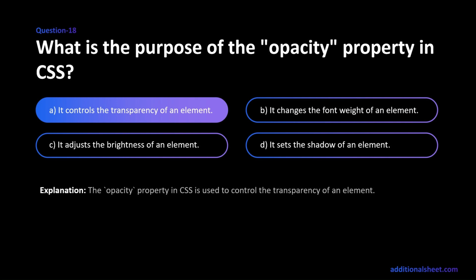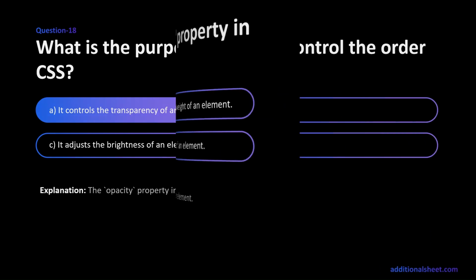Correct answer is option A. The opacity property in CSS is used to control the transparency of an element.